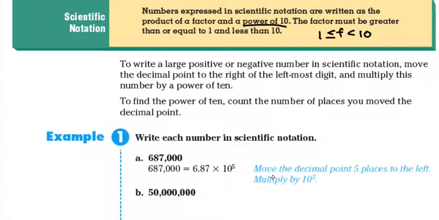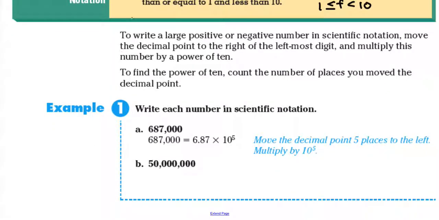What happened there? We moved the decimal point 5 places, so we multiply by 10 to the 5th. In 687,000, the decimal point would be at the rightmost end. Then we simply moved it so that the factor is greater than or equal to 1 and less than 10. So 6.87, how many times did you move it to make it 6.87? That's 5 times, and that's how you got 5 right there.